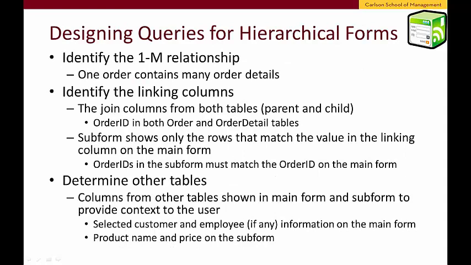The rules for designing views or queries for hierarchical forms start by identifying the one-to-many relationship. In our case, order contains order details. Then identify the linking columns, order ID in our case, and then determine what other tables should be included: customer, employee, and product.